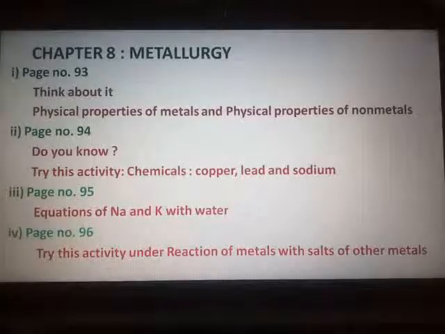You can see page number 98. Towards the bottom of the page, the activity is Try this. Under that activity, near the chemicals, just remove potassium iodide. Page number 99, there is no reduction in syllabus. Page number 100, we do not have any reduction in syllabus.